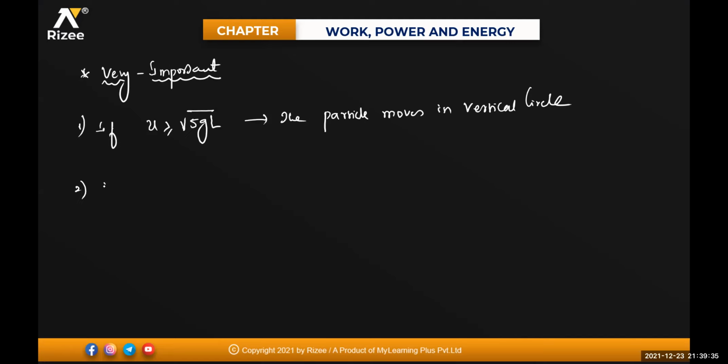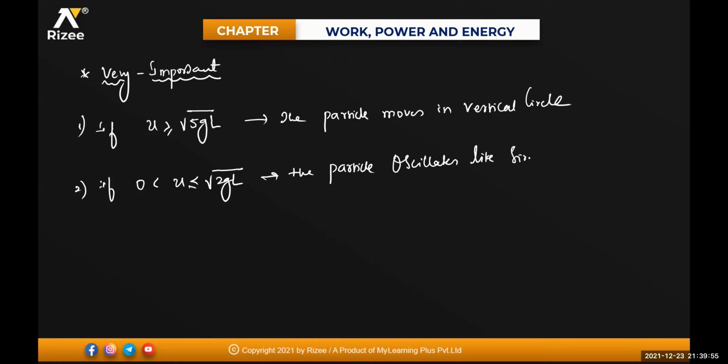Okay, in the same way, if 0 is less than u is less than or equal to under root of 2g into L, then the particle will oscillate like a simple pendulum, in an arc of your semicircle. Very important case. If u is less than or equal to under root of 2gL, then the particle will oscillate like a simple harmonic motion in an arc of your semicircle.